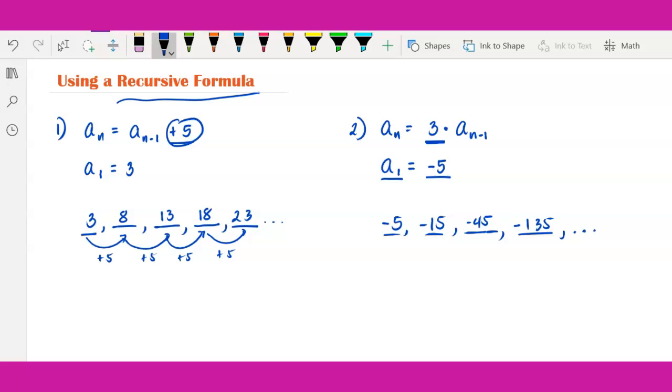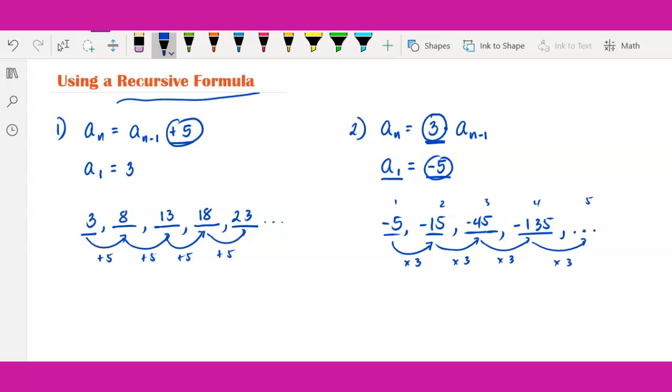So, for example, if you were asked to give the first 5 numbers, you just go 1, 2, 3, 4 until you get to 5. Again, the recursive formula is telling you, beginning from negative 5, in order to get the next number, you multiply by 3, and then you do that over and over until you get to the number that you are being asked to find.